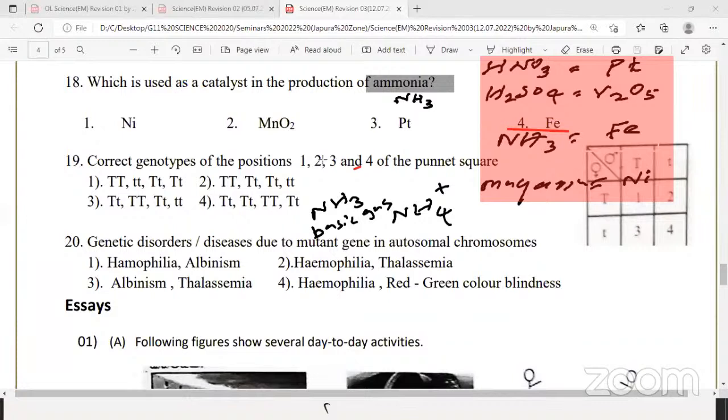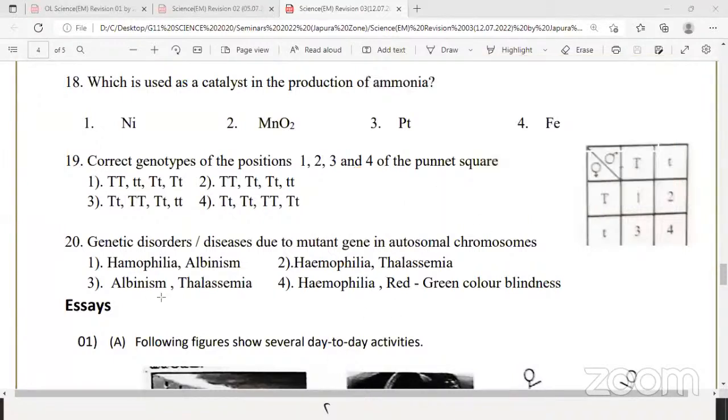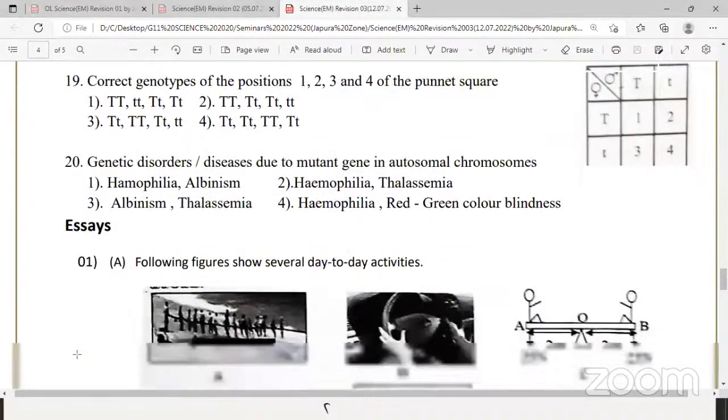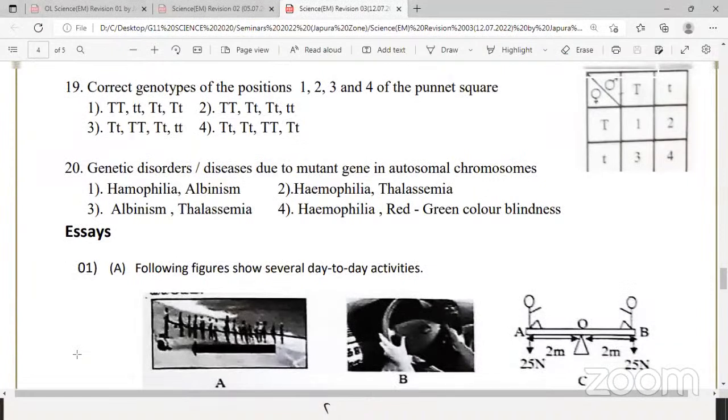Question number 19. This is from grade 10, the last lesson, genetics. Today I put questions from grade 10, mostly the third term work, because for the last two weeks we discussed the first two terms: chemistry, biology, chemistry, physics. Identify the correct genotypes of positions 1, 2, 3 and 4 in the Punnett square. I'll write it quickly, then you can easily get the answer. Any volunteers? Those who did this at home?